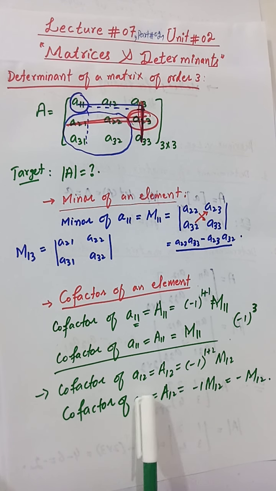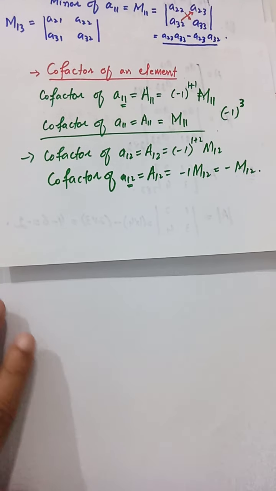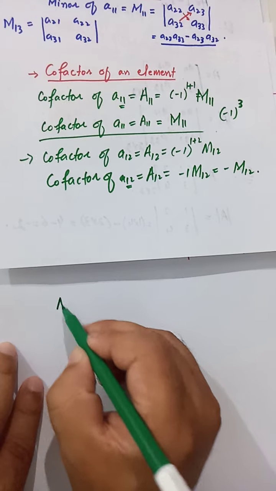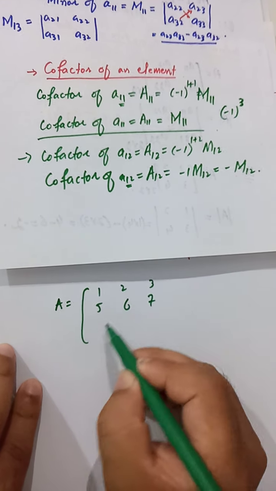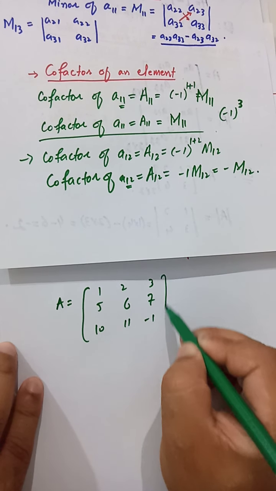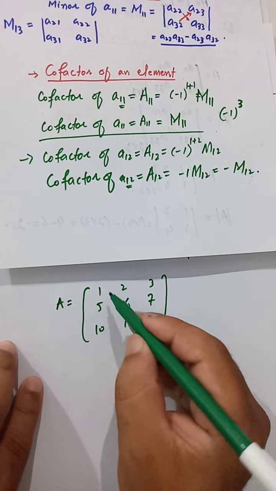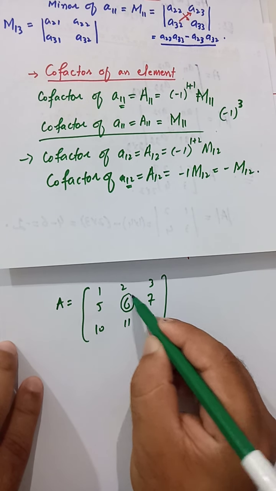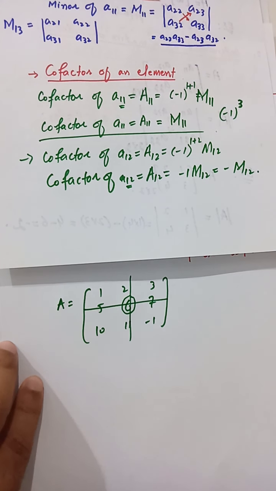And the subscript, remember, means the number of the row and the number of the column in which that element lies. For example, let's say A is equal to the matrix 1 2 3, 5 6 7, 10 11 minus 1. This is a square matrix, and I am finding the cofactor of this element, which lies in the second row and second column.